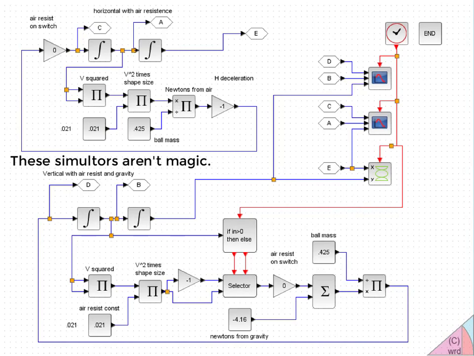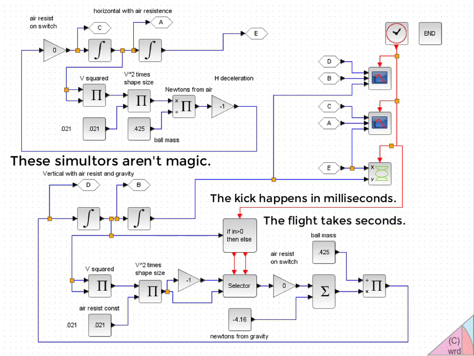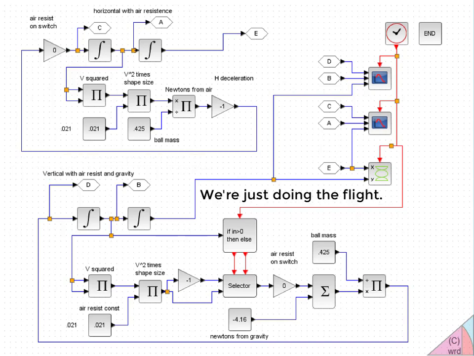What should be the scope of this kind of simulation? The kick takes place on a millisecond time scale. The flight takes place on a second's time scale. We won't try to mix the kick with the flight. Mixing very different time constants doesn't work well. The result of a sharp kick is just initial velocities, and we will use those.